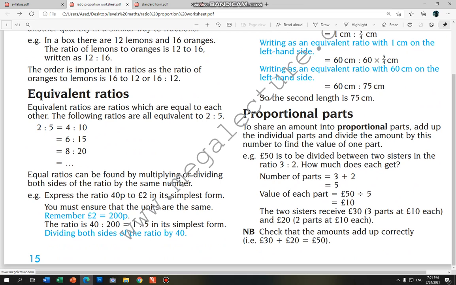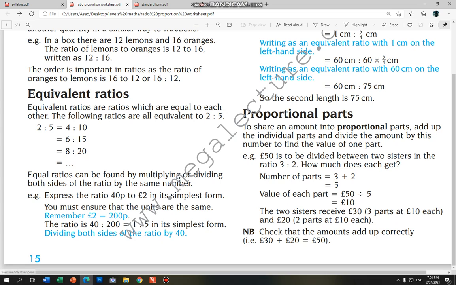What are proportional parts? To share an amount into proportional parts, add up the individual parts, then divide the amount by this number to find the value of one part. For example, £50 is to be divided between two sisters in the ratio 3 ratio 2. How much does each get?